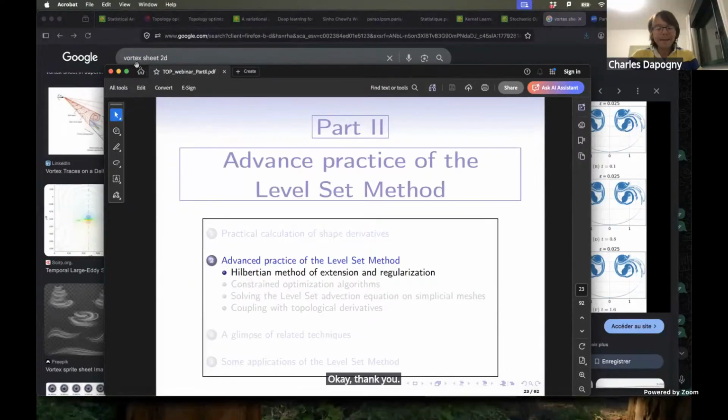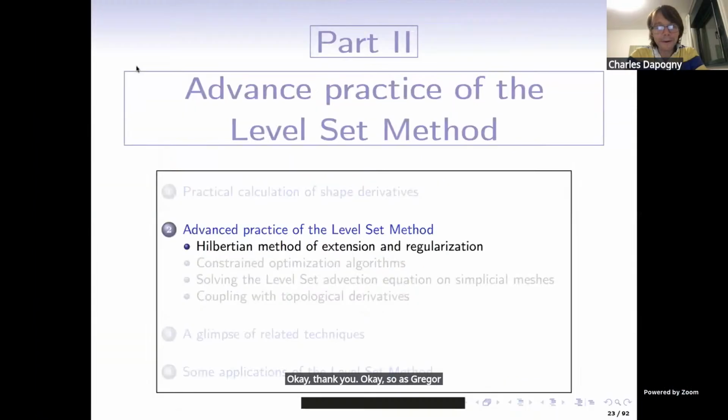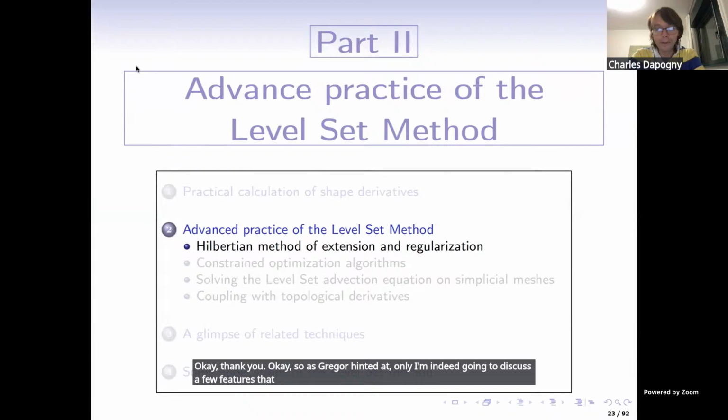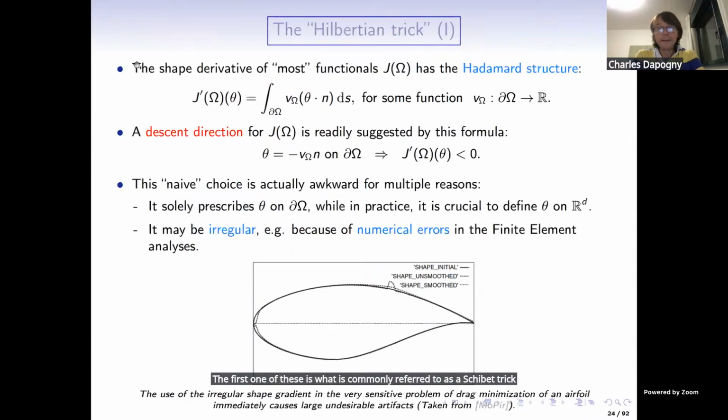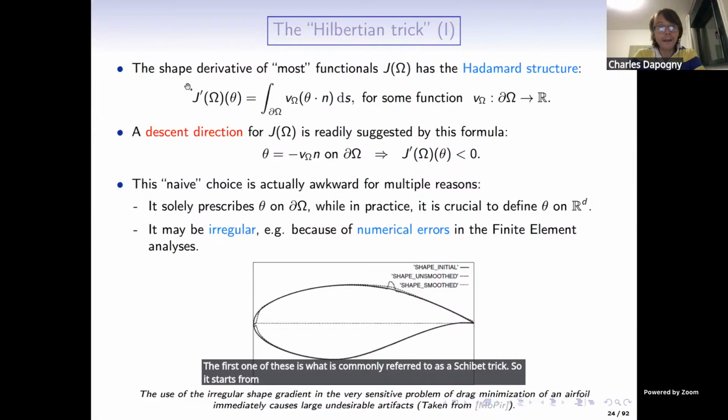Okay, so as Grégoire hinted at, I'm indeed going to discuss a few features that go a little bit beyond the standard, let's say, practice of the level set method and that allow to enhance its efficiency. The first one of these is what is commonly referred to as a Hilbert trick. So it starts from the realization of what we have done when we search for the velocity that allows to update the shape from one iteration of the optimization process to the other.